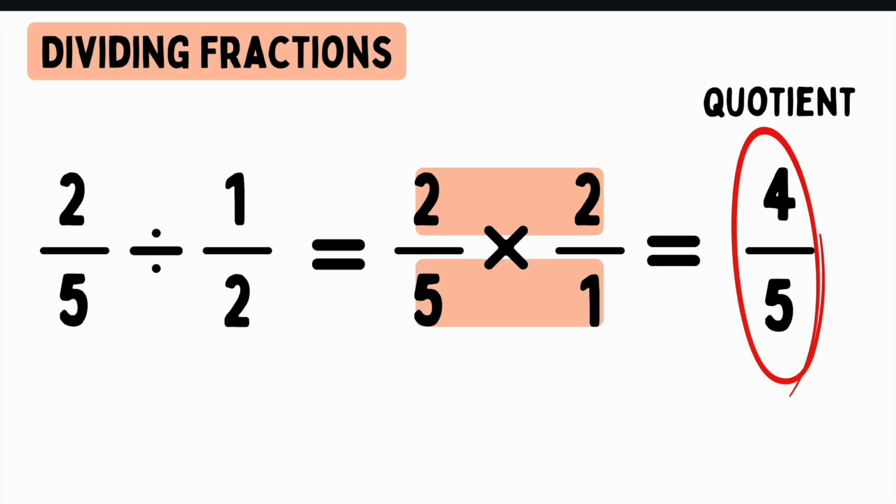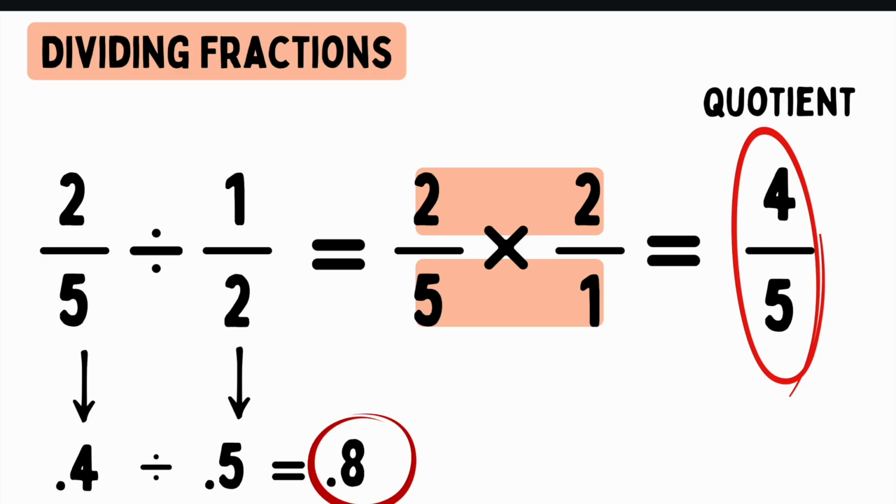The quotient is 4/5. Or we could turn 2/5 into a decimal, which would be 0.4 divided by 0.5. Half is 0.5. 0.4 divided by 0.5 is 0.8. 0.8 is equivalent to 4/5.